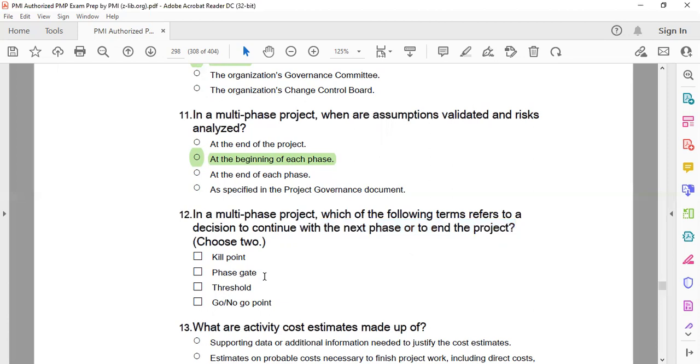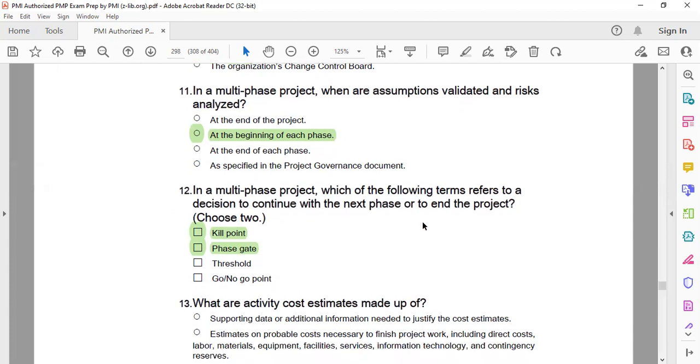One is kill point and another one is phase gate. As I said, one you are aware about, kill point you have never heard, but kill point is also the same thing, whether to continue or not. Go or no go happens at the time of... You can type it on the chat. Exactly, business case. Go or no go happens at the time of business case or before charter. Yes, very nice. Good.